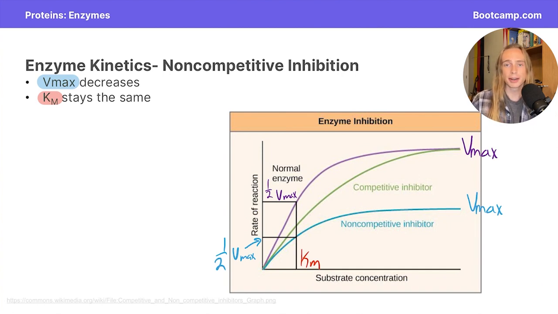This plot also does a really great job at showing that at half of Vmax for each of these reactions, the concentration of the substrate is going to be the same. This means that they both have the same Km value.